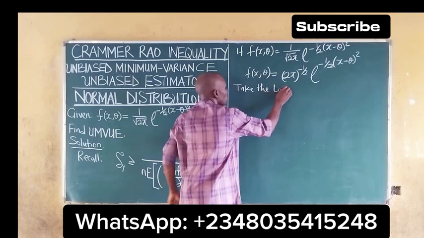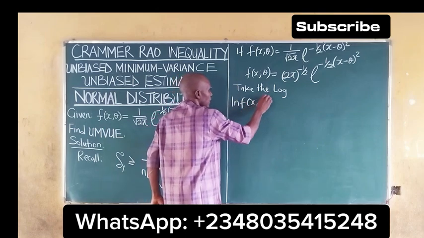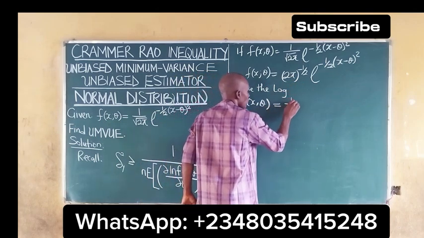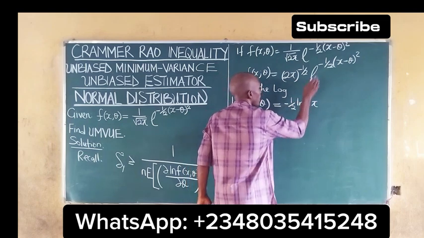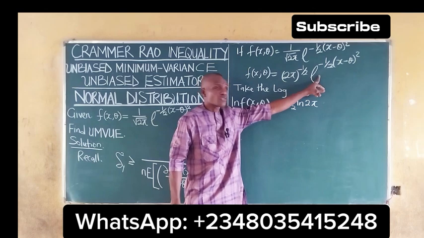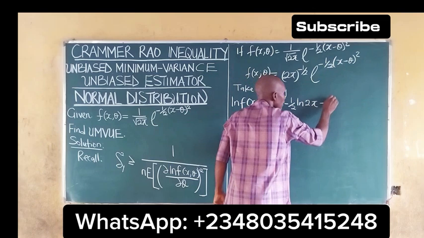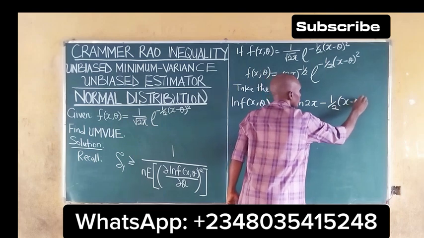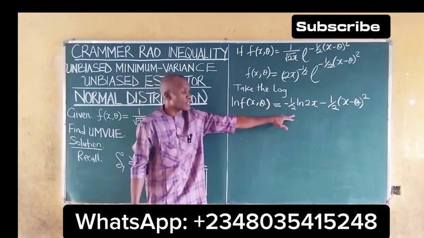the log. If we take the log, we have ln f of x, theta. That means we are taking the log of this function. We'll get negative 1 all over 2 ln 2 pi. If we take the log of an exponential function, we get the same function by removing the exponential sign. So we get that same thing raised to the power of 2. So if we take the log, we'll get something like this.